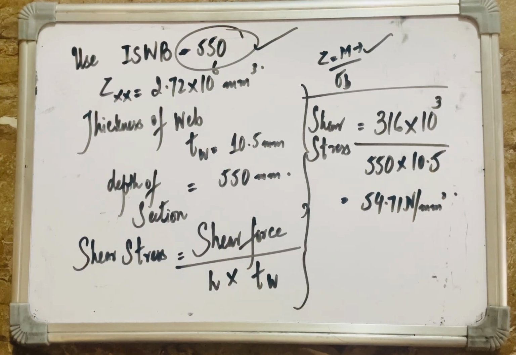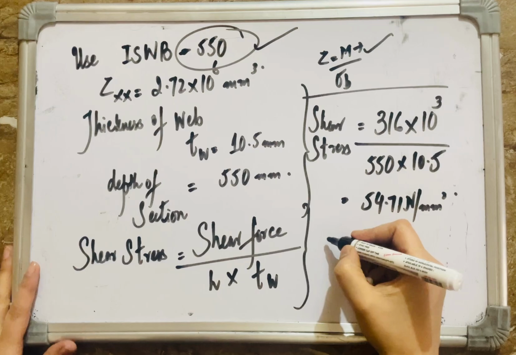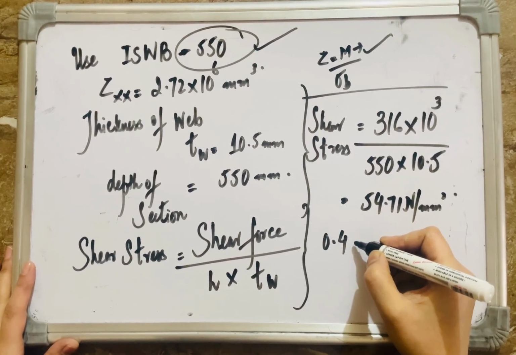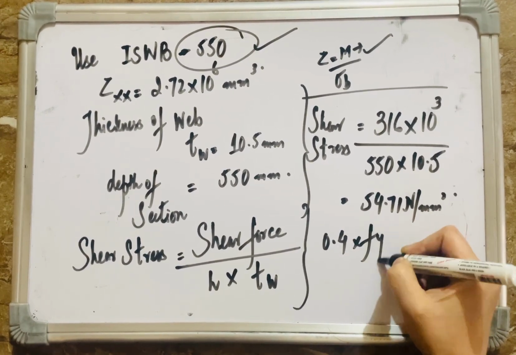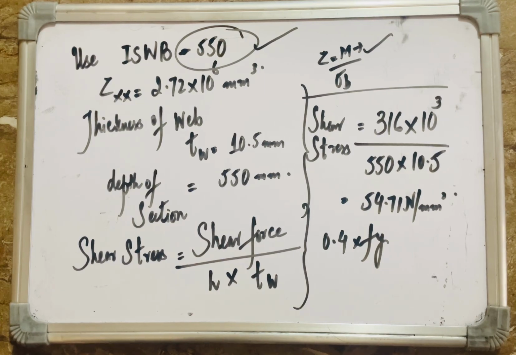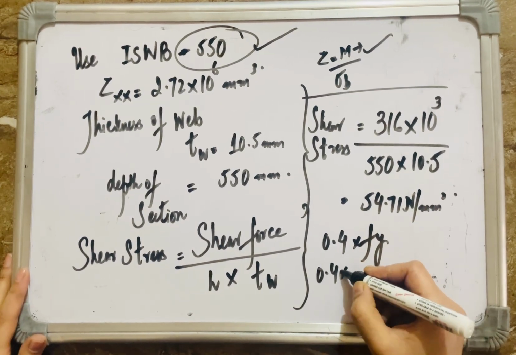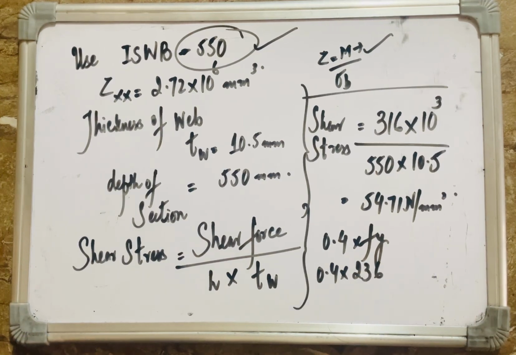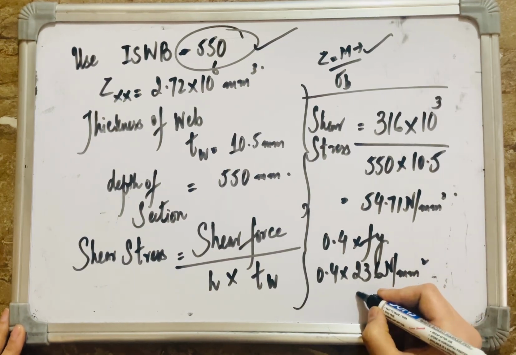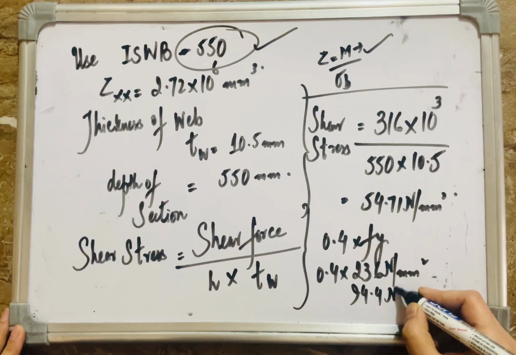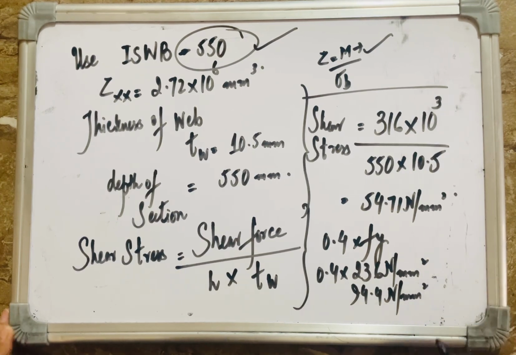All right. And the shear stress should be less than 0.4 × fy. fy is my yield stress. How much was that? It was 236 N/mm². That's given in the question itself, that you have to use rolled steel sections which have a yield stress of 236 N/mm². So by calculations, this is equal to 94.4 N/mm². So the maximum shear stress it can bear is equal to 94.4 N/mm².